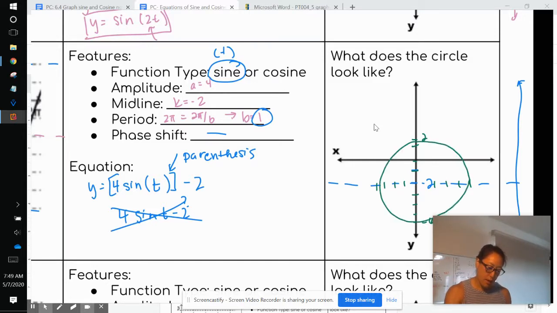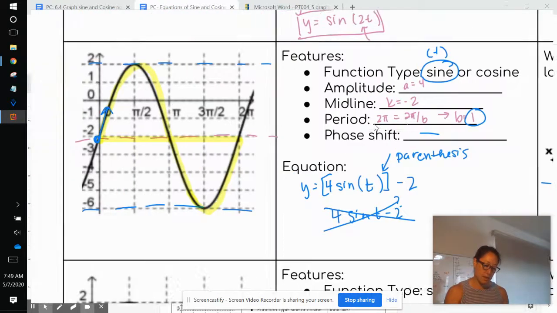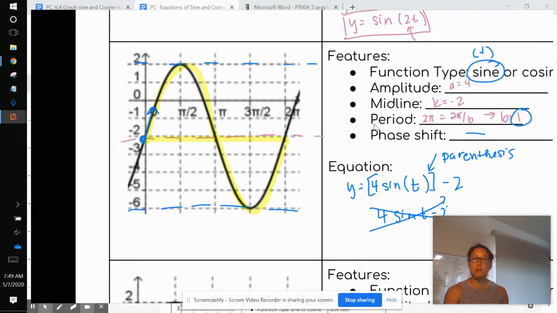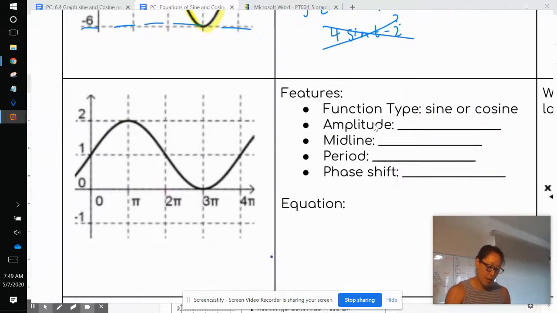And then I'm spinning at a normal speed, 1 degree per second. So if I'm a little like ant walking up this circle, the highest point that I'm going to get to is +2, and the lowest point I'm going to get to is -6. Is that what happens on the graph? Mm-hmm. Okay, very good.